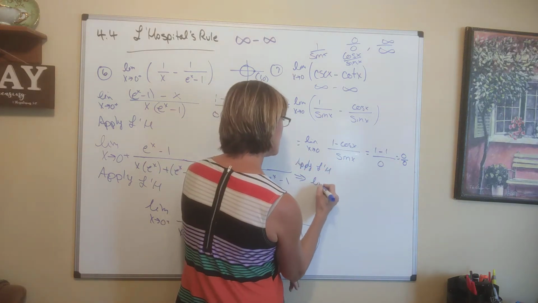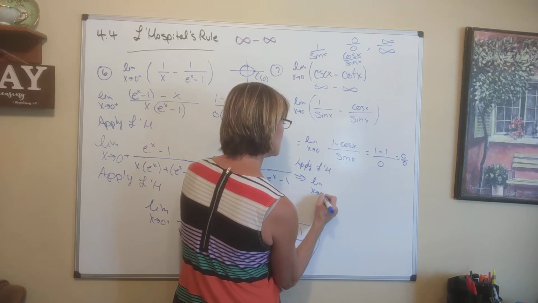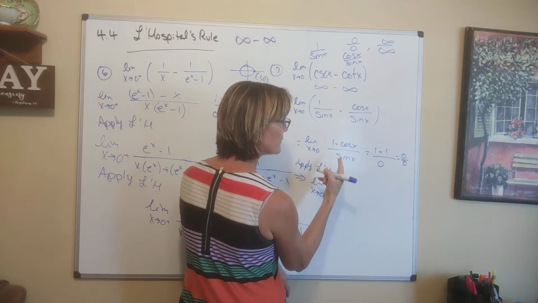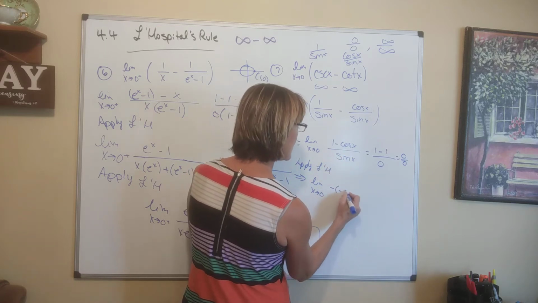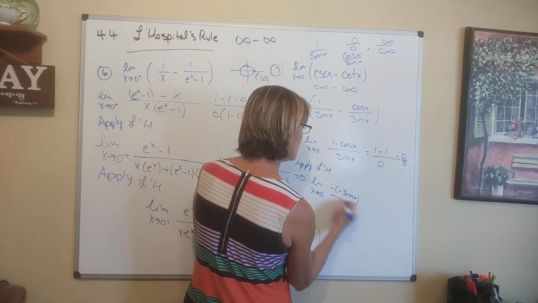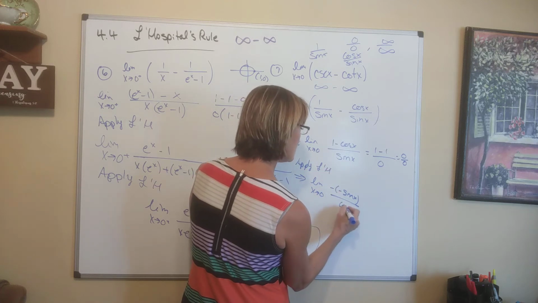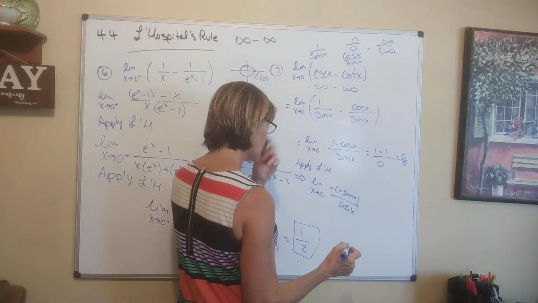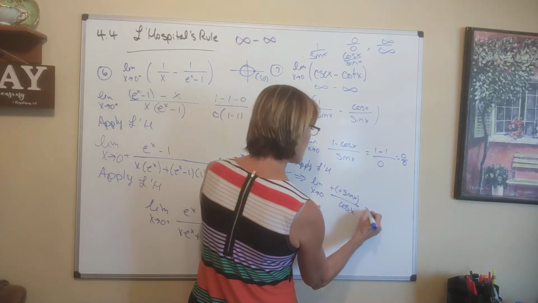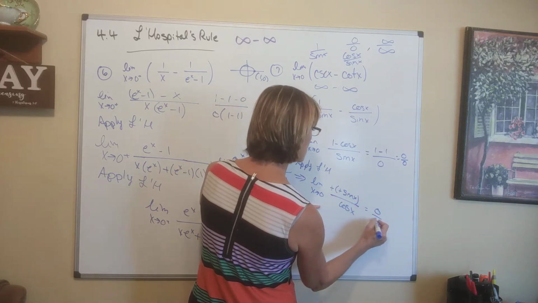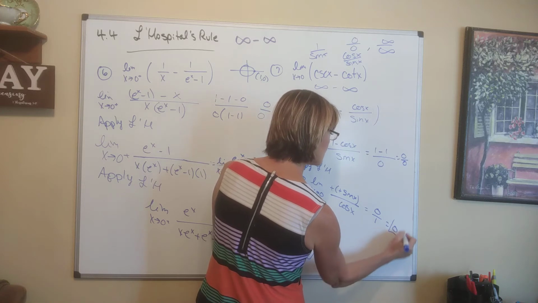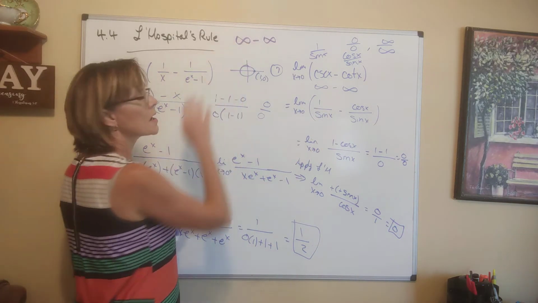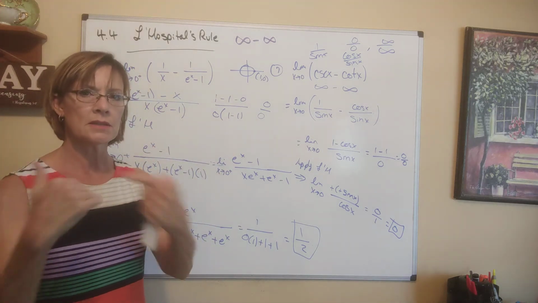This is the limit as x goes to 0. The derivative of negative cosine is going to be a negative sine. The derivative of sine is cosine. This negative times negative is a positive. The sine of 0 is 0. The cosine of 0 is 1. This is what the limit is of that guy. So that's how you can handle differences, infinity minus infinity.